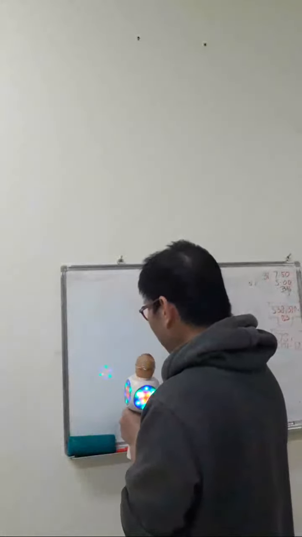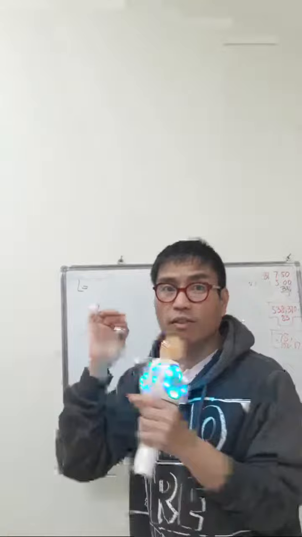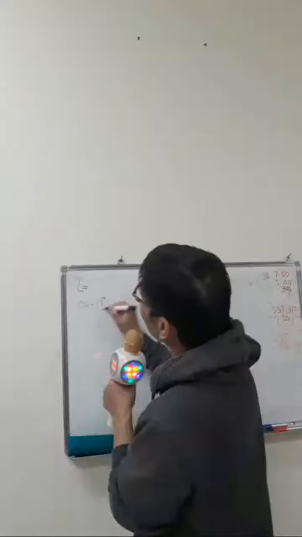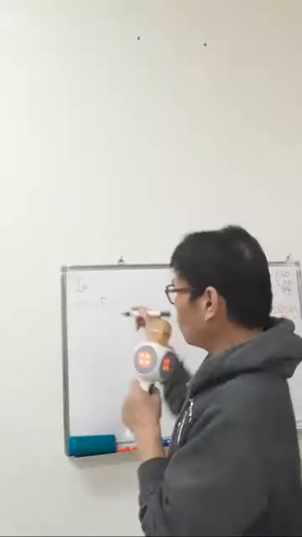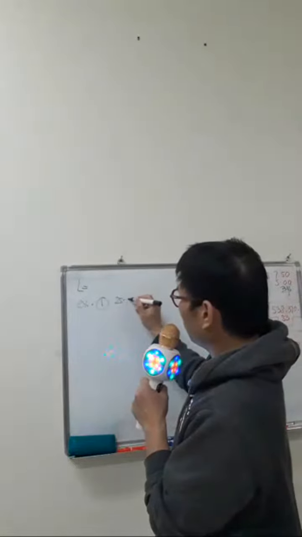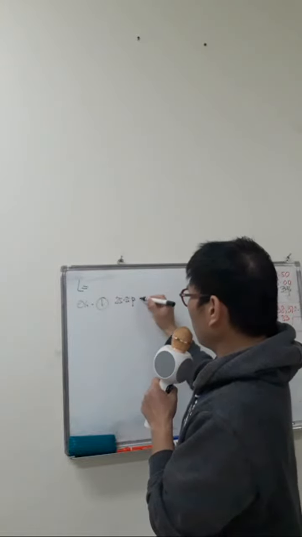Now let's try length first. Length, the unit in the metric system, is, for example, meter. So I have example number one. If I have 25.8 picometer, like this.